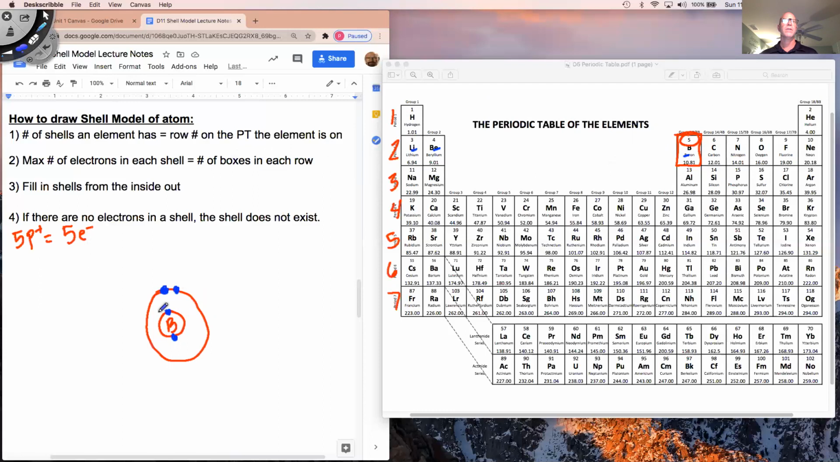1, 2, 3. At this juncture, you're good. You finished. This would be the answer of the shell model of boron. Okay? Want me to do another one here? Let's do another one.